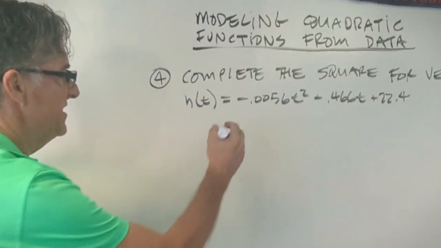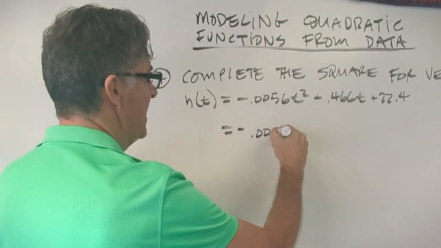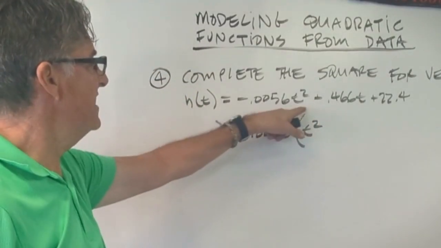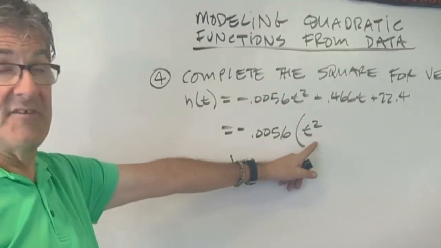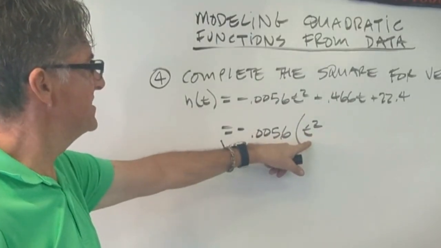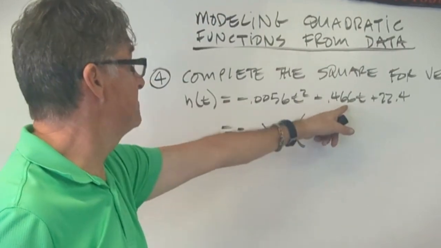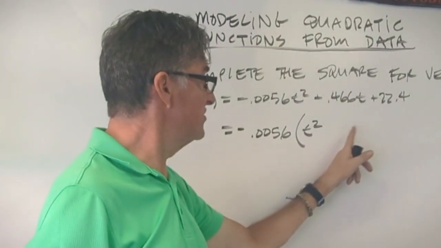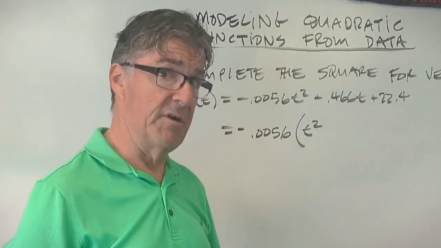We're going to divide it out of each term. So what I'll get is minus 0.0056 parentheses t squared, because I just divided this term by minus 0.0056, and that gave us a t squared. But I can't do that to this without doing it to each other term. So I have to divide this by 0.0056 and divide that by 0.0056 to get the two terms that go inside this parentheses. So let me go do that and I'll be right back.